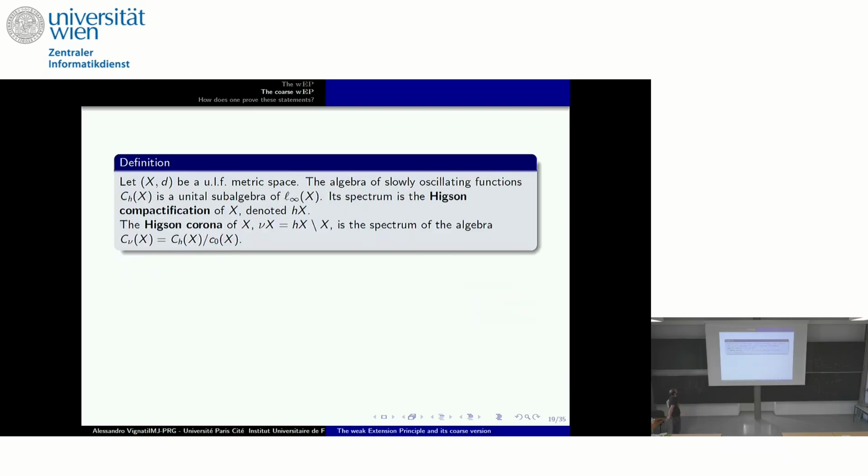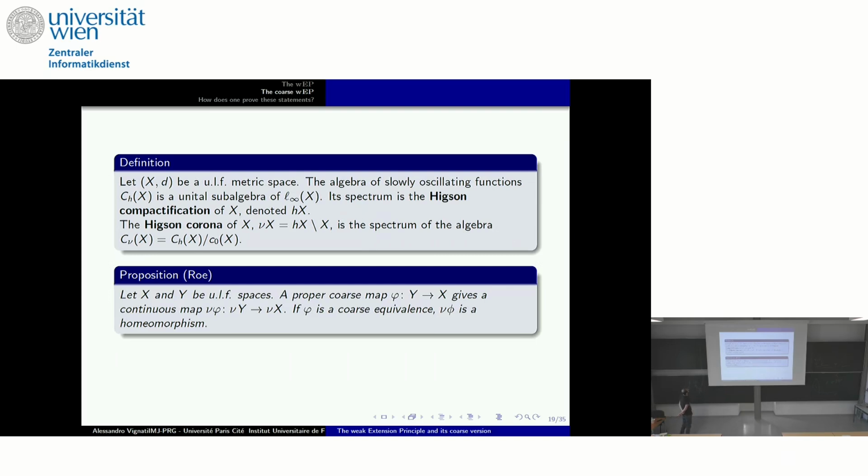So once again, here is the definition. And now I have this proposition of Roe that said that if you have a coarse map between the underlying spaces, by proper, I really mean finite-to-1, because everything is uniformly locally finite. Otherwise, you ask that the pre-image of every bounded set is bounded, right? So a proper coarse map from Y to X is just to preserve C0, basically, the properness. It's going to give me a continuous map between the two Higson coronas.